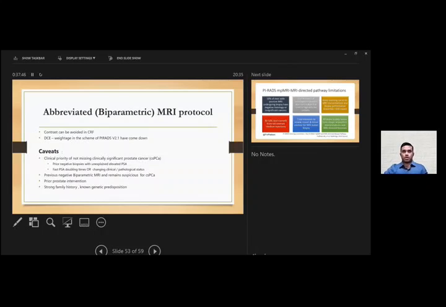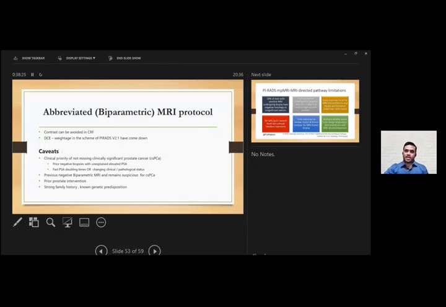Coming to another important terminology called the biparametric MRI protocol. We now come across lots of elderly patients whose renal functions are not very good, and so there is always a question of giving contrast in such borderline chronic renal failure patients. Because the weightage of dynamic contrast MRI in PIRADS version 2.1 has come down, there is now a concept of biparametric MR, where only diffusion and T2 imaging is done for the patient.